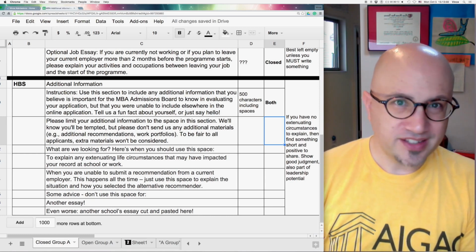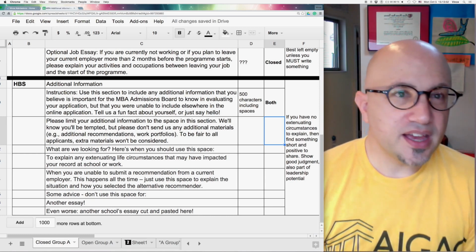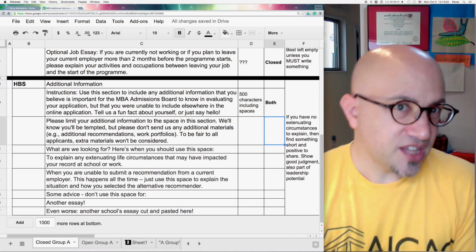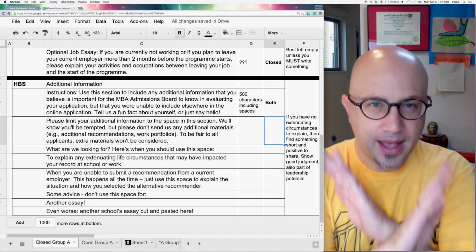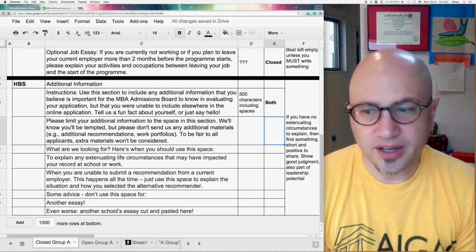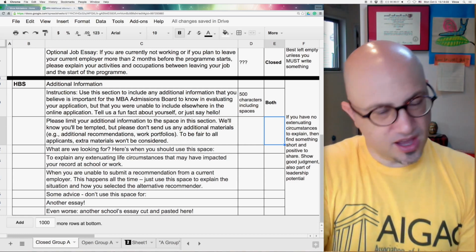Don't send another essay. My MIT essay, Harvard didn't ask for an achievement, I'll stick it in here in 100 words. 500 characters is about 100 words. Bad idea, and they're telling you it's a bad idea. Another school's essay, cut and pasted here.